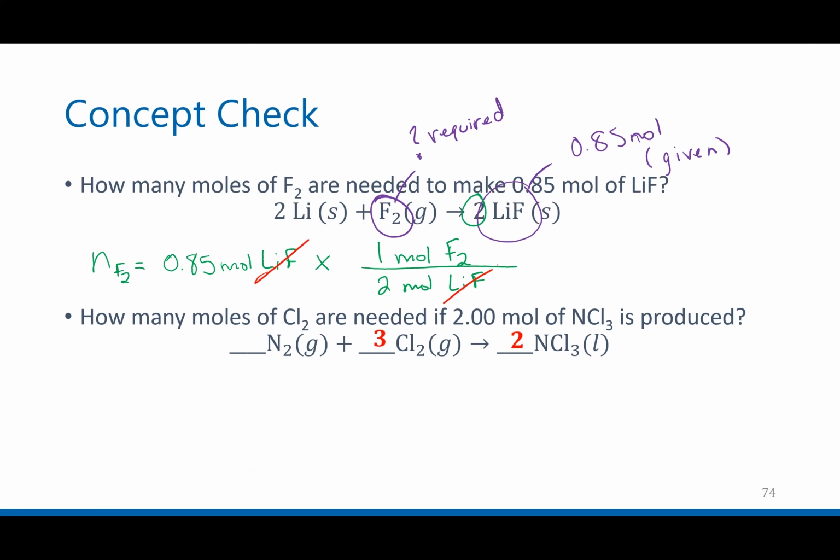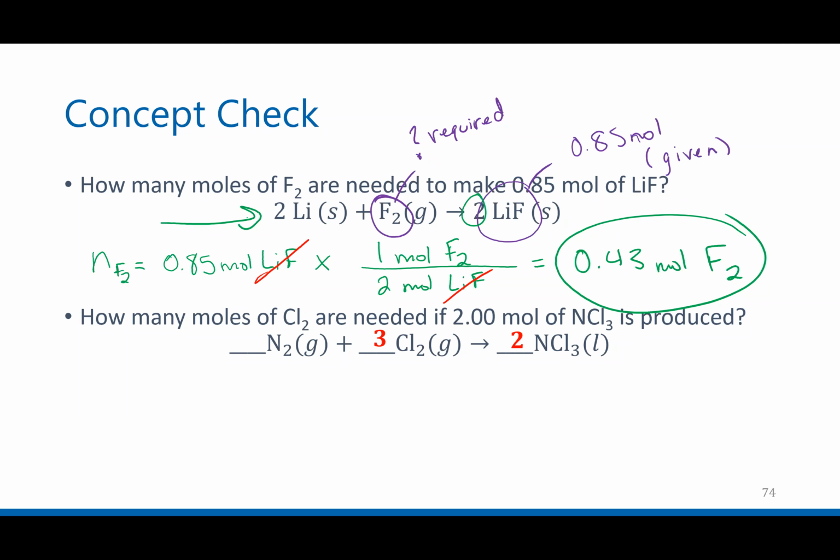So with proper significant figures, my calculator would tell me that my answer is 0.425. We would obviously round that to be 0.43 moles of F2. Again, think about this like a recipe. My recipe is saying I have 2 moles, again I'm looking at my chemical reaction here. So look at the chemical reaction. I have 2 moles of lithium reacting with 1 mole of fluorine, and that will create 2 moles of lithium fluoride. That's my recipe.